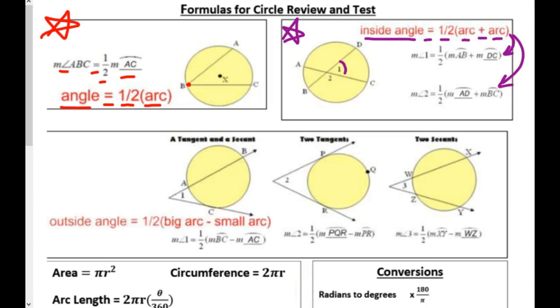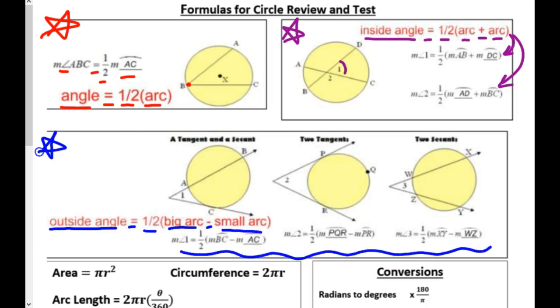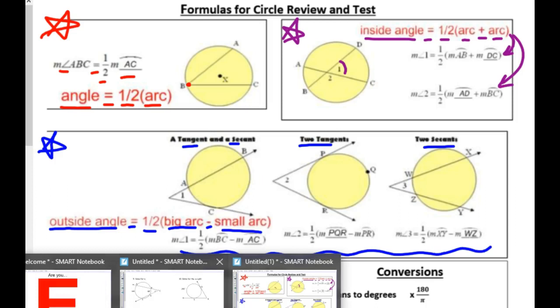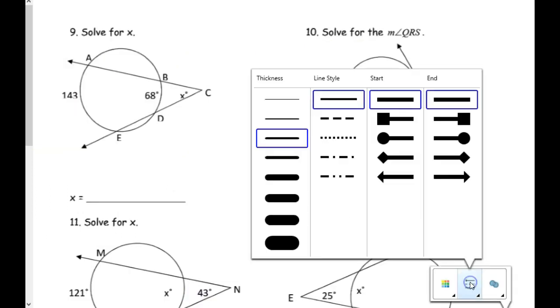Oh, look at that. Because it says outside angle. Okay, well, that's supposed to be equal sign half, big arc minus small arc. That's what each of these is saying down here. Whether it's tangent secant, 2 tangents, 2 secants, as long as the angle is outside, this is our rule. Half of big arc minus small arc. So, let's do it.